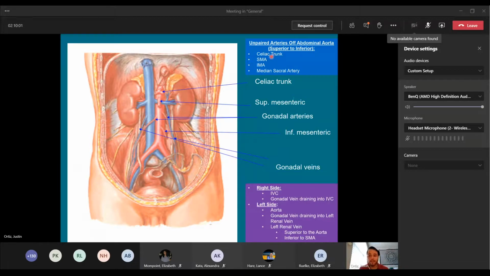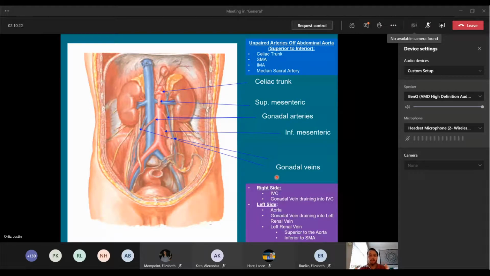But the celiac trunk, the SMA, which is the superior mesenteric artery, the inferior mesenteric artery, and the median sacral artery are all going to be unpaired. They're just coming straight down the abdominal wall, and they're going to eventually give off their own branches of other arteries, right? So those would be the unpaired.